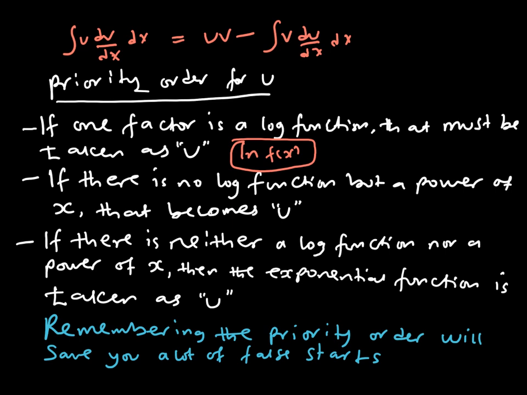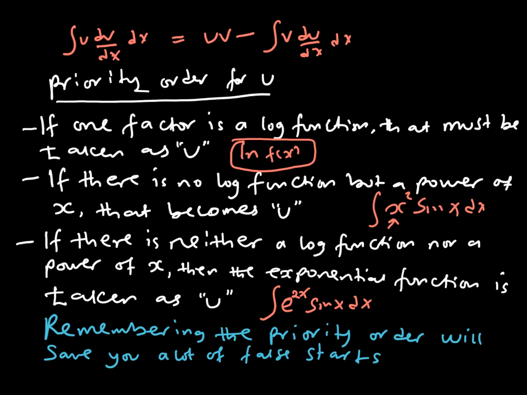If you have some situation where you have x squared times sine of x and they want you to integrate something like that by dx, then x squared automatically becomes u because there is no log function. So the power of x automatically is what we take as u. If there is neither a log function nor a power of x, the exponential function is taken as u. So you could have a situation where you have the integral of e to power 2x times sine of x dx. In that case, the exponential function will be taken as u.